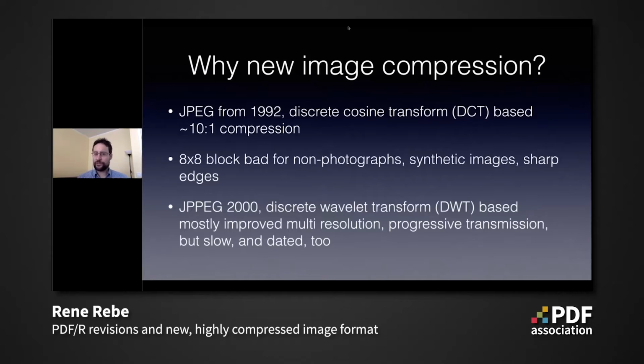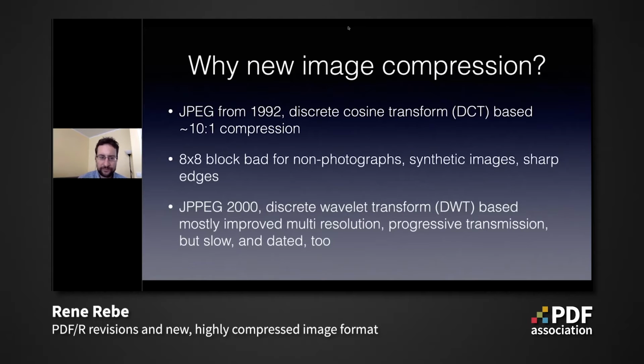So why a new image compression? The most used image compression in PDF today is most likely JPEG. It's, of course, a universally used standard from digital cameras to web browsers, web pages, but it's quite dated, 1992, and is using a technology called discrete cosine transform, DCT. It's usually achieving approximately 10:1 compression for photographs, mostly.